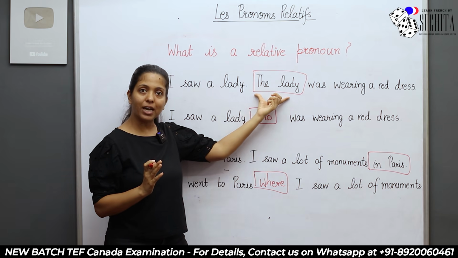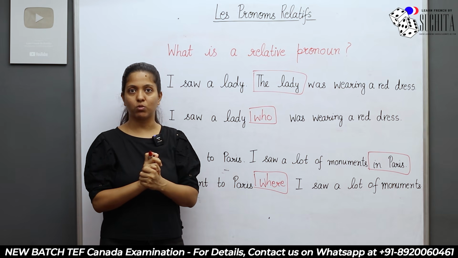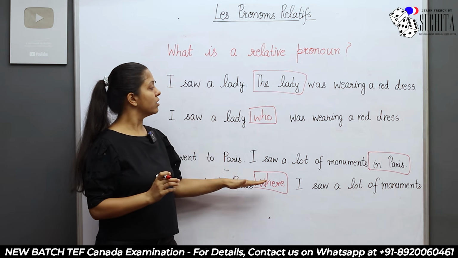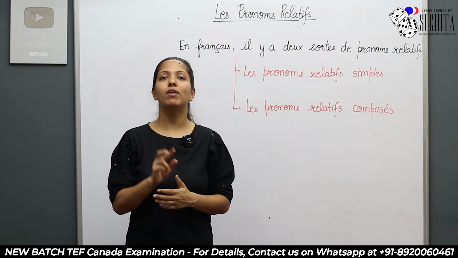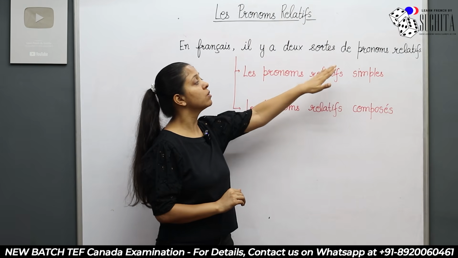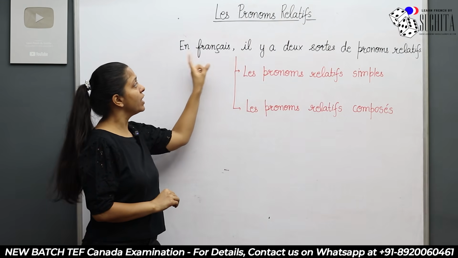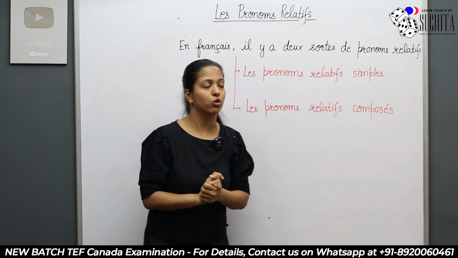In order to avoid that repetition and in order to join the 2 sentences, you use certain relative pronouns, right? So this I've explained in English. Now we'll do it in French. Now, in French, you have 2 types of relative pronouns. En français, il y a 2 sortes de pronoms relatifs. So, in French, there are 2 sorts of relative pronouns, 2 types of relative pronouns.